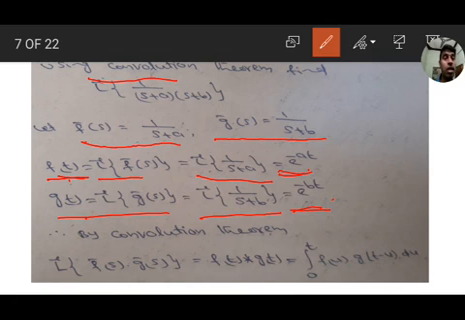Then by using the convolution theorem, L inverse of f bar(s) times g bar(s) equal to f(t) star g(t), that is the integration from 0 to t of f(u) times g(t-u) du.